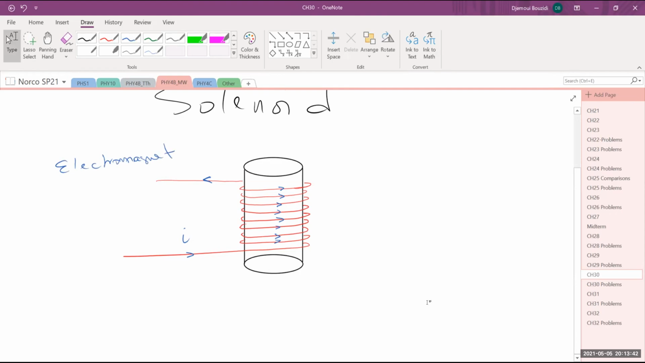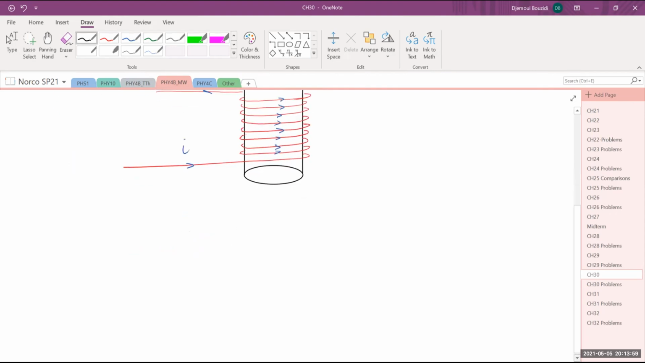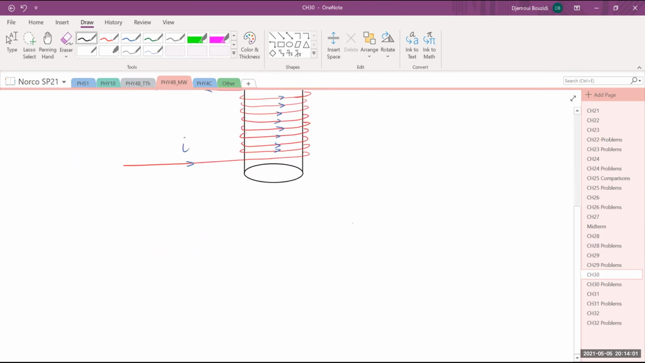So what I'm going to do here is apply Ampere's law. Before I do that, I'm going to make a mathematical cut, not a real cut, because if I cut this with scissors, I would cut the current and have no current flowing. So instead I'm going to have a mathematical cut in the shape. This is how it looks.